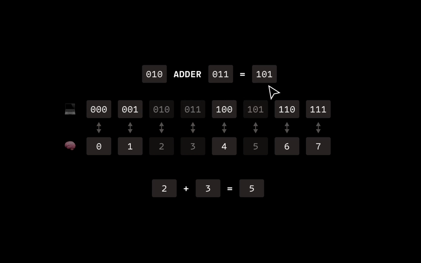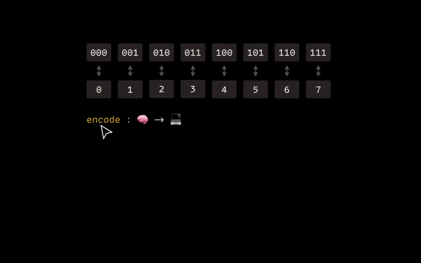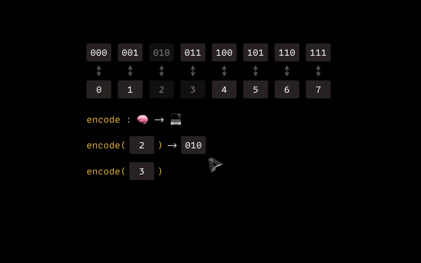It'll output the binary pattern representative of 5. To step back just a moment, we basically have this function. We can think of it as called encode, let's say. It'll take an idea, like numbers, and turn it into bits. And so if we encode our idea of 2, it'll turn it into this bit pattern. If we encode the concept of 3, it'll turn it into this bit pattern.